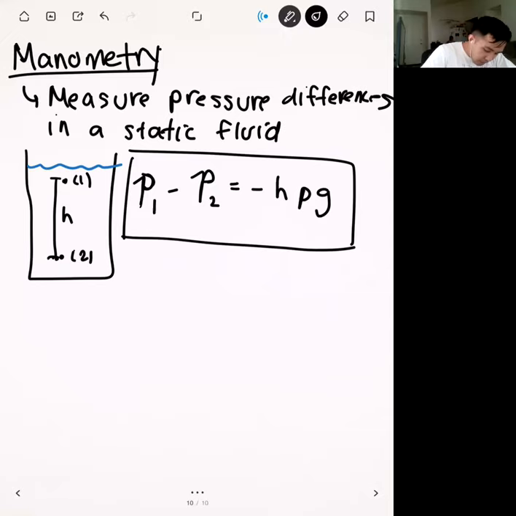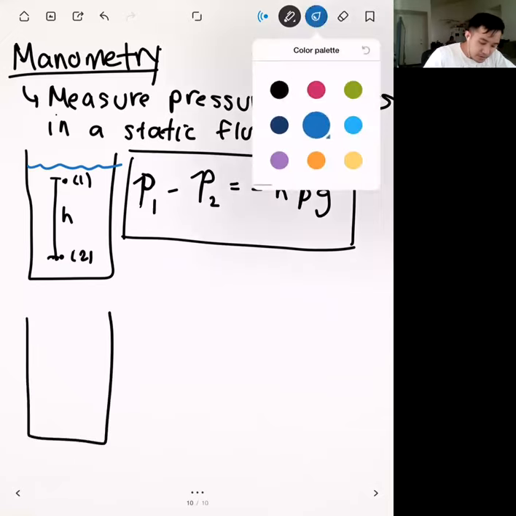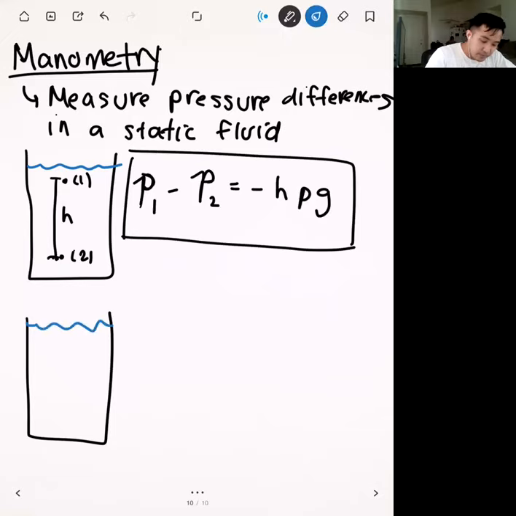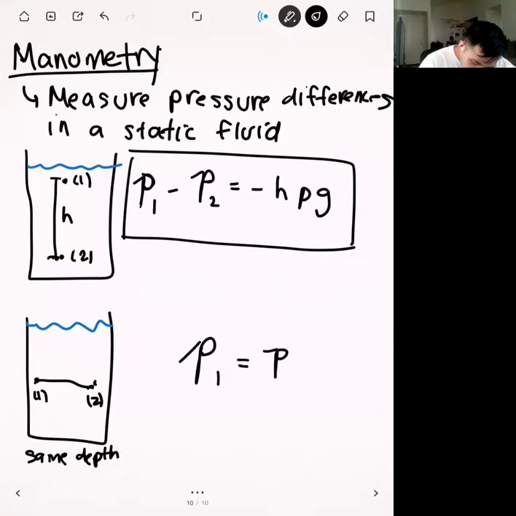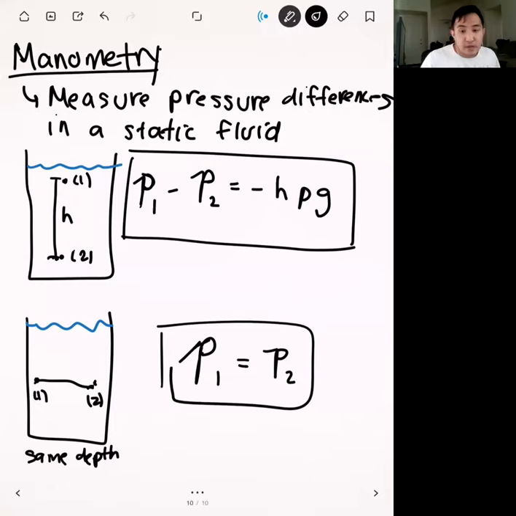Okay. And so the other implicit equation that you're probably already using is this one right here. Say that you have two points at the same depth. When you have two locations at the same depth like this, then we say that their pressures are equal. All right. And so these are the building blocks for how to do manometry equations.